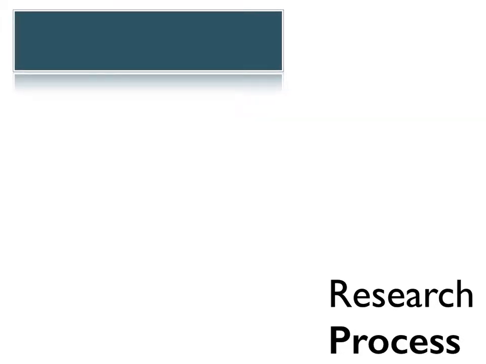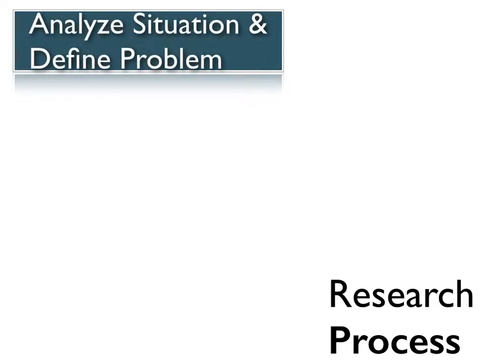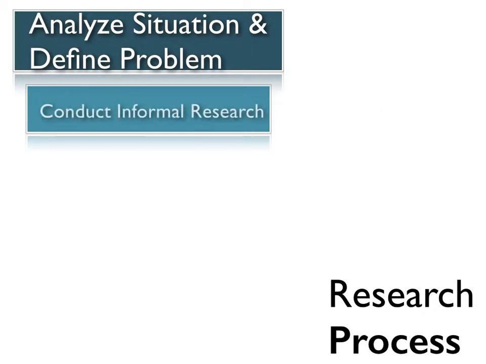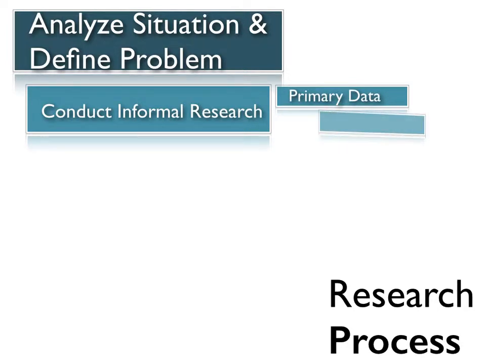Moving right along, because this is a busy week. Analyze the situation and define the problem, which is situation analysis, basically right there. So what do we do with that? We conduct informal research: talk to your friends, go on the street, interview people. So this is primary data and secondary data. This week we're going to be using secondary data: research in the library, articles, all these kinds of sources, this Google Trends site, all secondary data.